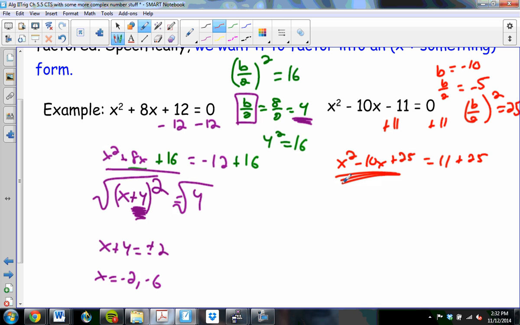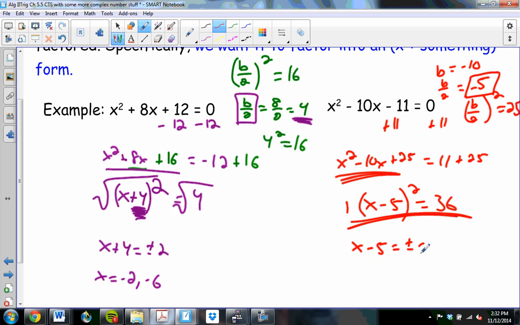This can factor. It becomes this. So it's x minus 5 squared equals 36. I have now completed the square. That's a completed square. Keep solving. x minus 5 equals plus or minus 6 because I square rooted both sides. So x equals 11 or x equals negative 2.